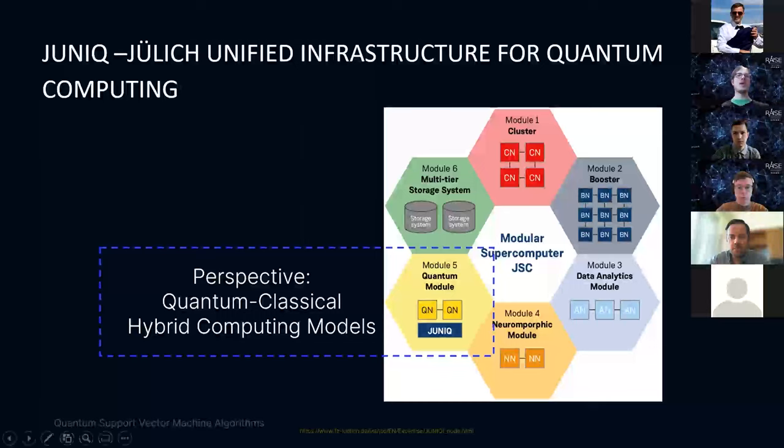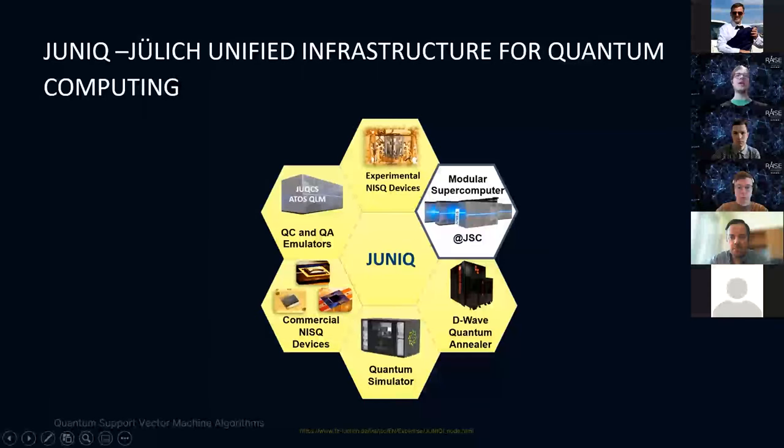So now we'd like to zoom in on the JUNIQ. For example, I talked about the D-Wave annealer, but there is other quantum hardware present in Jülich, for example the quantum simulator and the experimental NISQ devices. We are trying to integrate these in this supercomputing environment, to find the best of two worlds, and to find how quantum computers could enhance the existing computational framework.